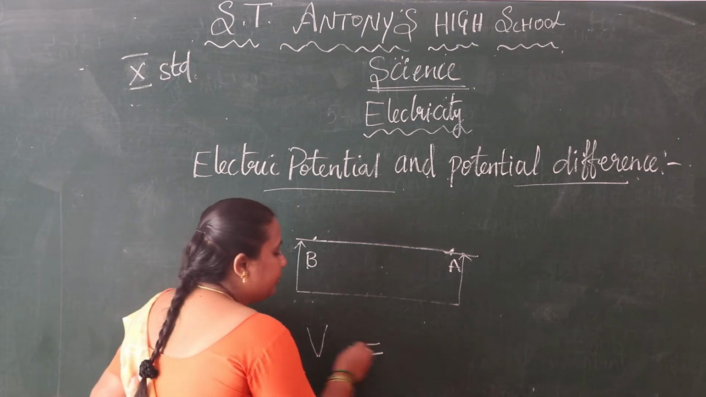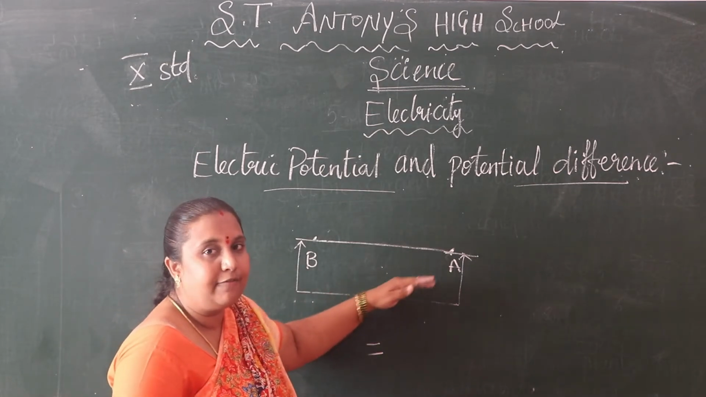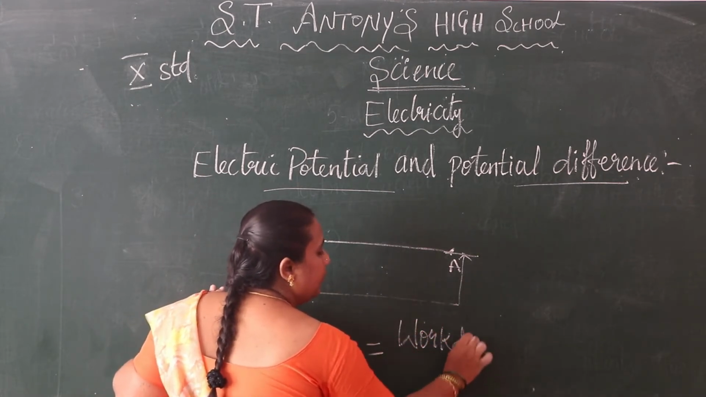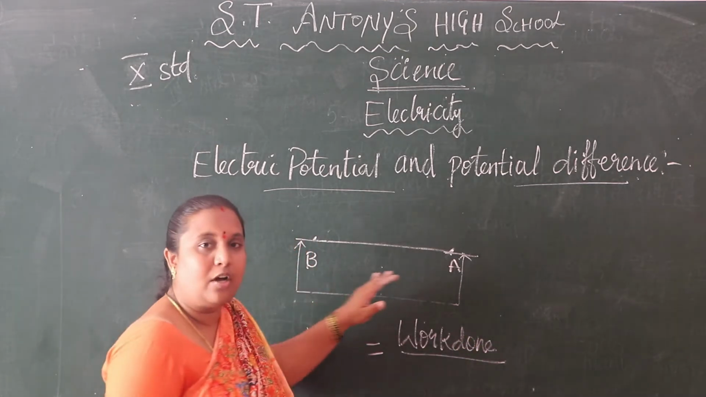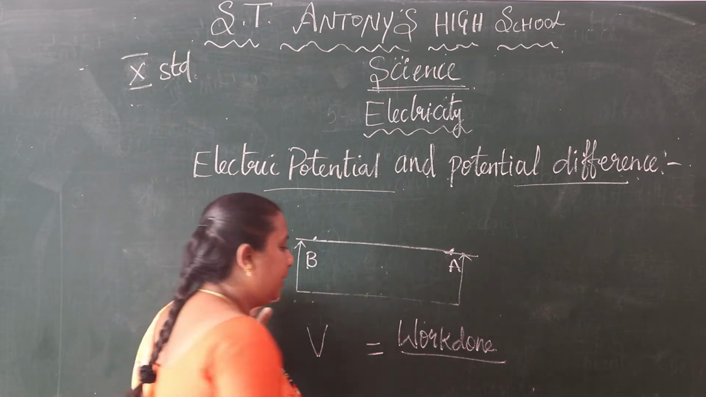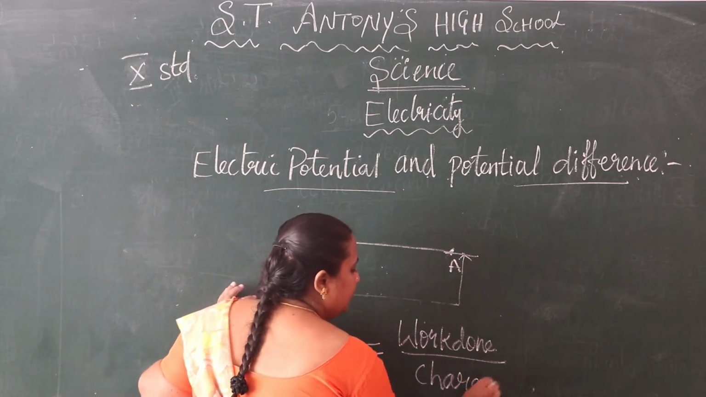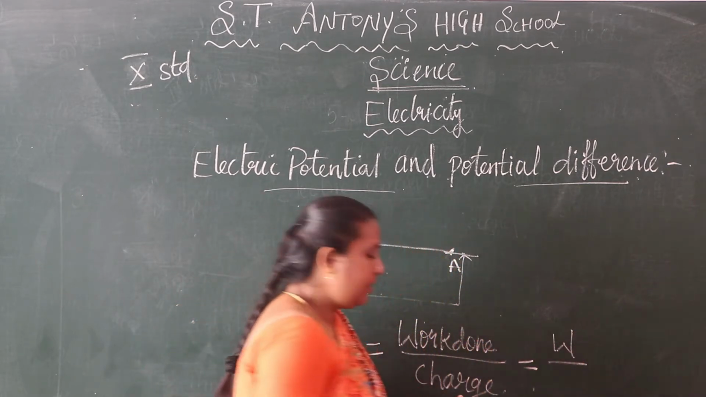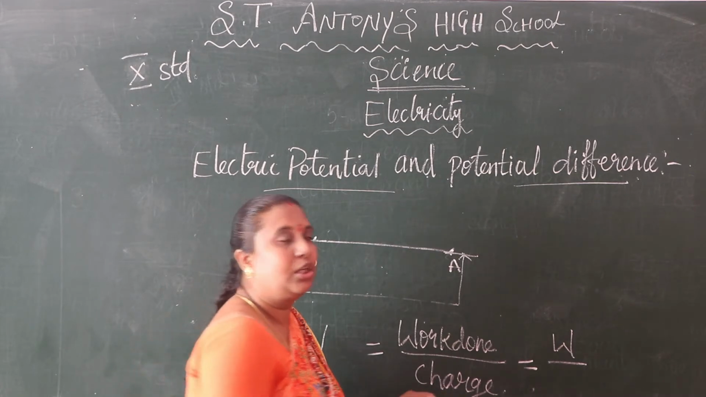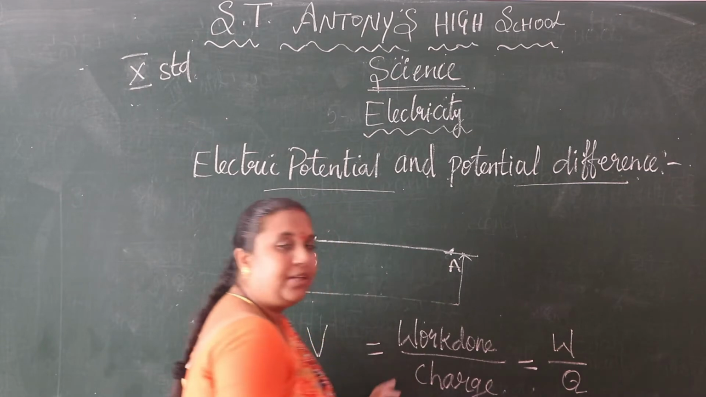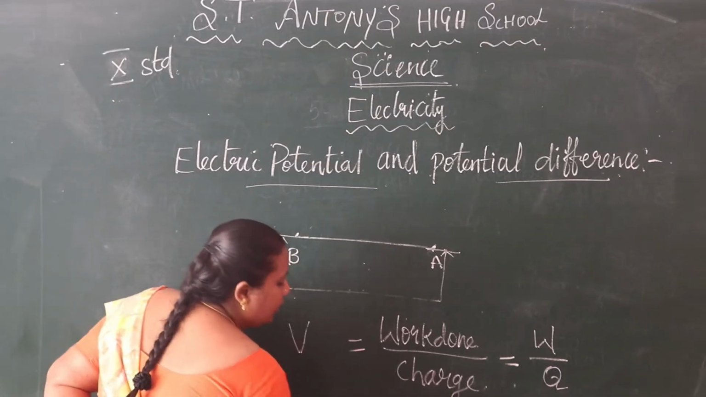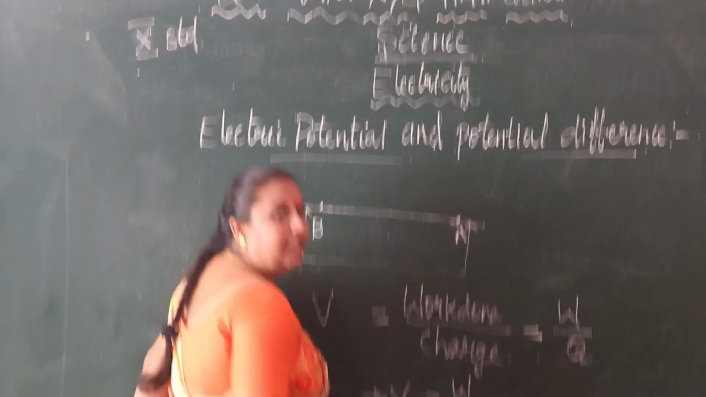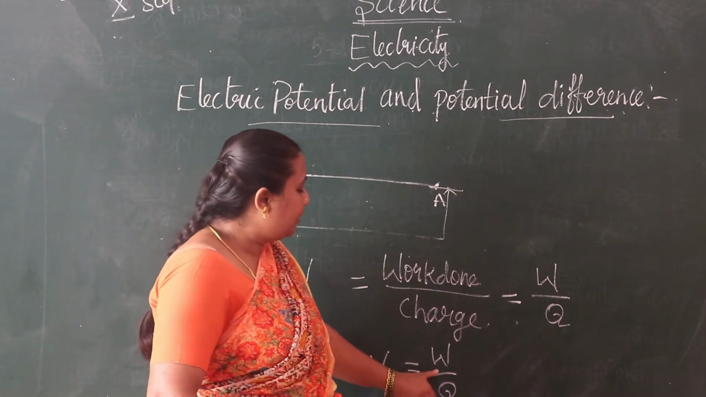So that is equal to work done, how much work done from A to B, by charge, how much charge flows from A to B. Work done we mention as W, and charge we mention as Q. So we can write the potential difference between 2 points from A to B as V equals W by Q. The SI unit of work done is joule.